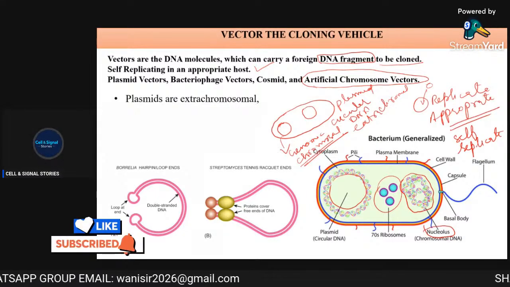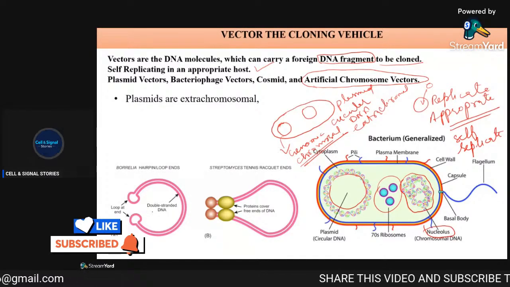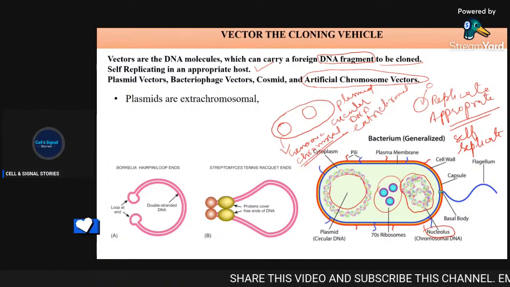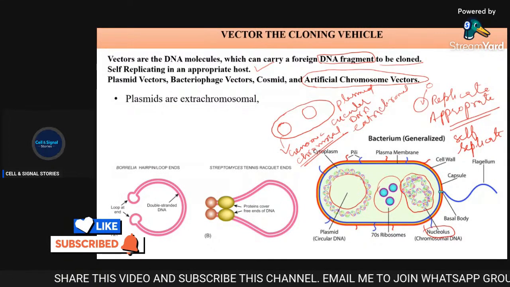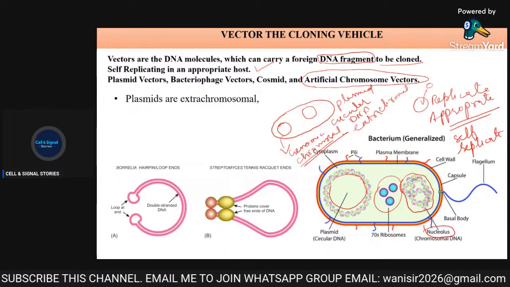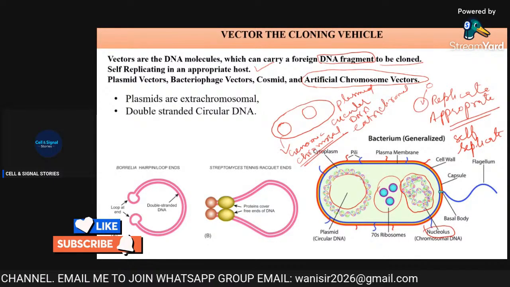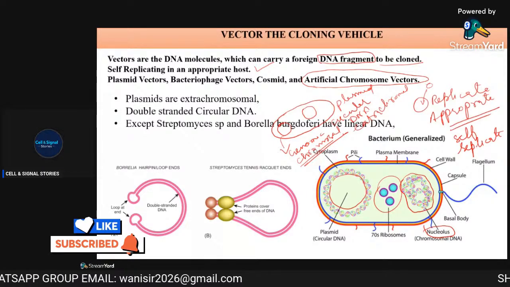Now, some of the plasmids have different shapes. This is the loop shaped double stranded DNA plasmid vector, and this is the Streptomyces tenuis tennis racket end shaped plasmid vector. So it's not necessary that the plasmid vector will always have the circular shape. It can be of another shape. So this is a double stranded circular DNA.